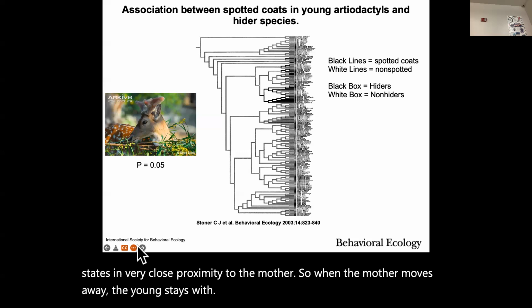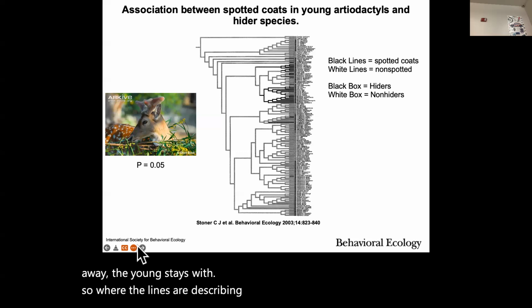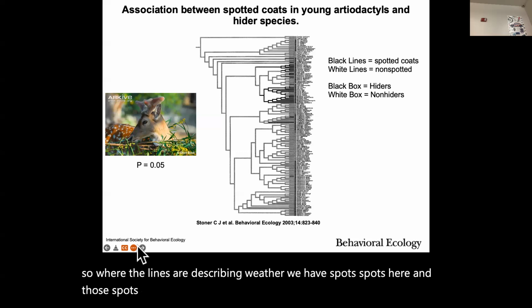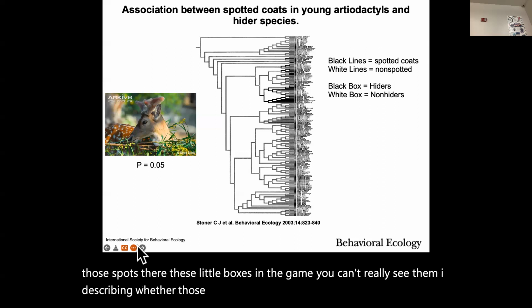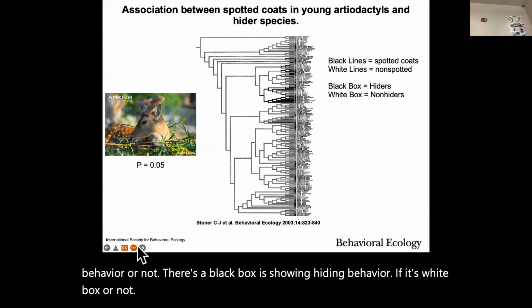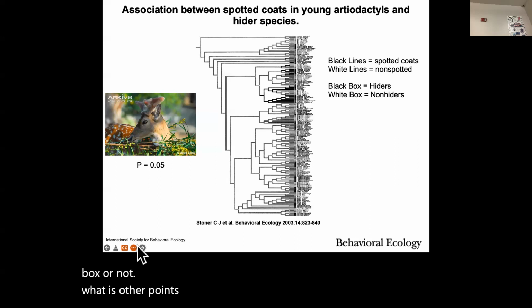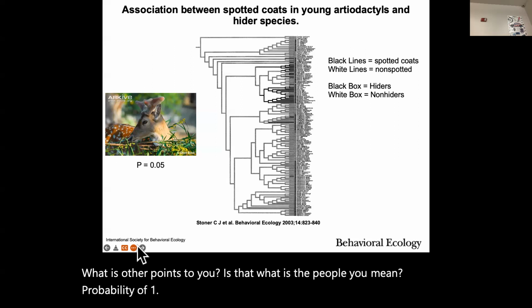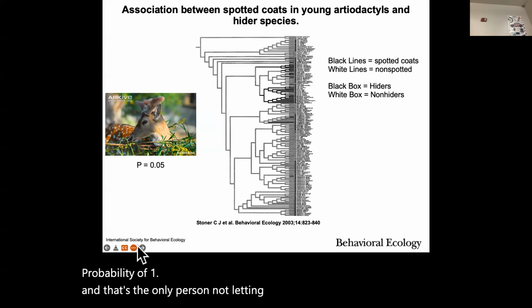So the lines are describing whether we have spots here, no spots there, and these little boxes, and again, you can't really see them, are describing whether those deer, those ungulates, are showing hiding behavior or not. If the box is black, it's showing hiding behavior; if it's white, it's not. What is of importance to you is that. What does a p-value mean? Probability of what? And the only person who's not letting me answer is Kyle. Sorry, Kyle.